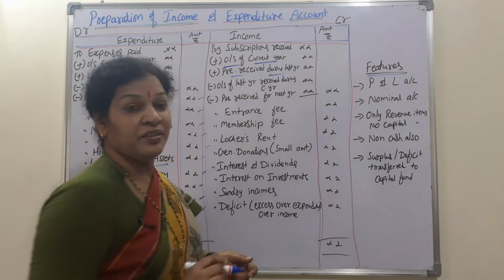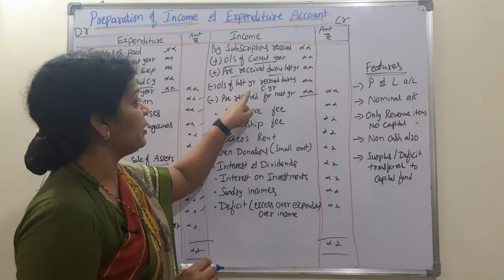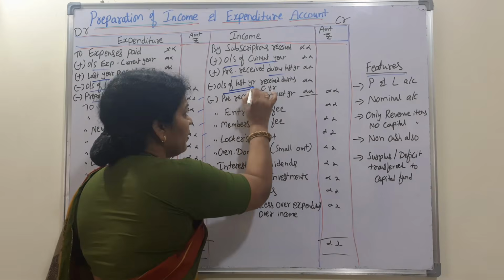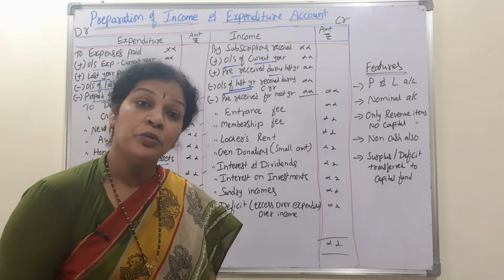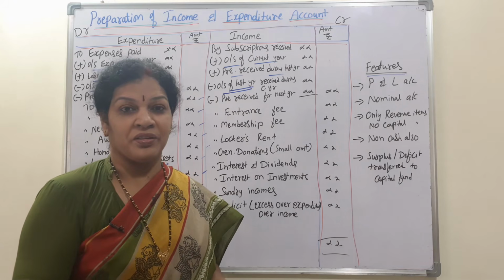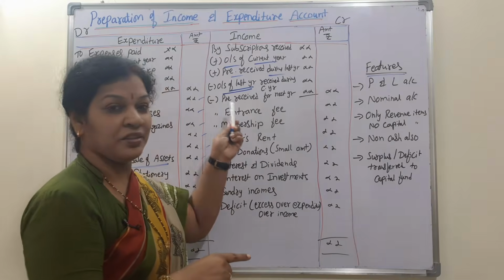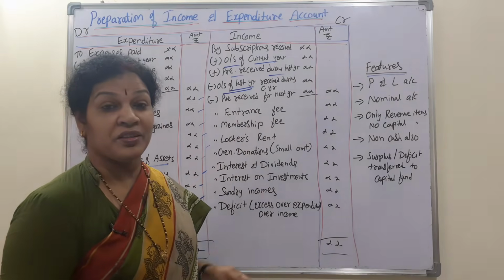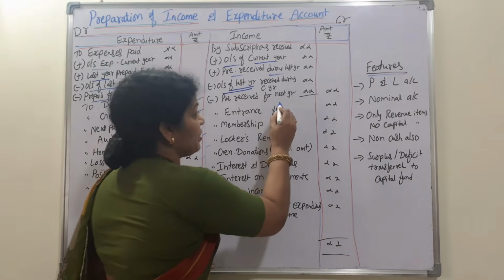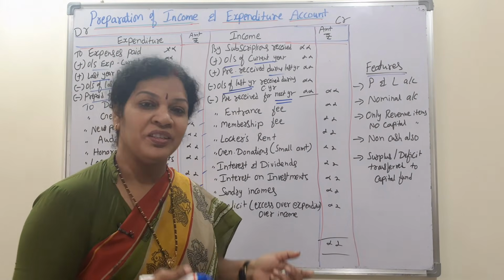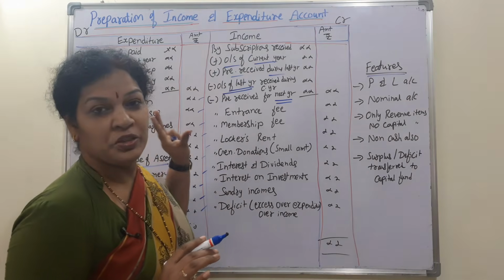So added. In the same way, outstanding of last year received during the year. Outstanding of last year, related to last year, received during the year. We don't want what is related to last year, so it is deducted. Clear? Next, pre-received for next year. We are receiving something which is related to next year. Next year we don't want, so deducted. So you need to be very careful.